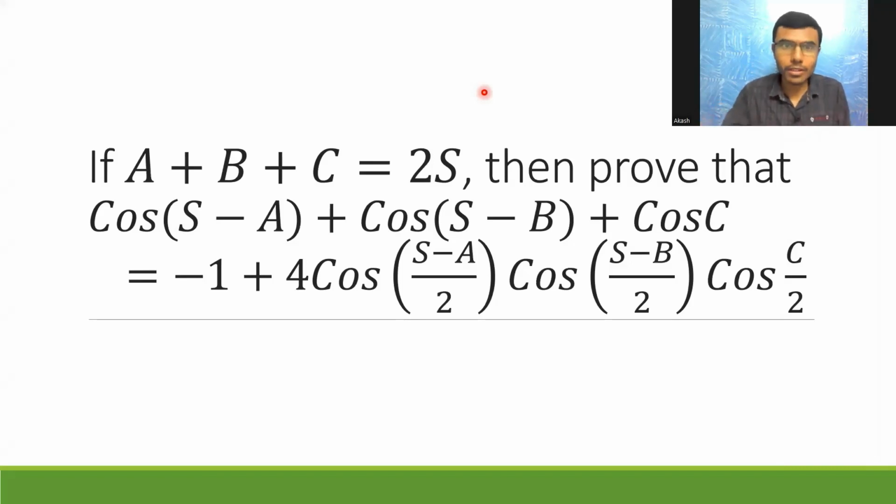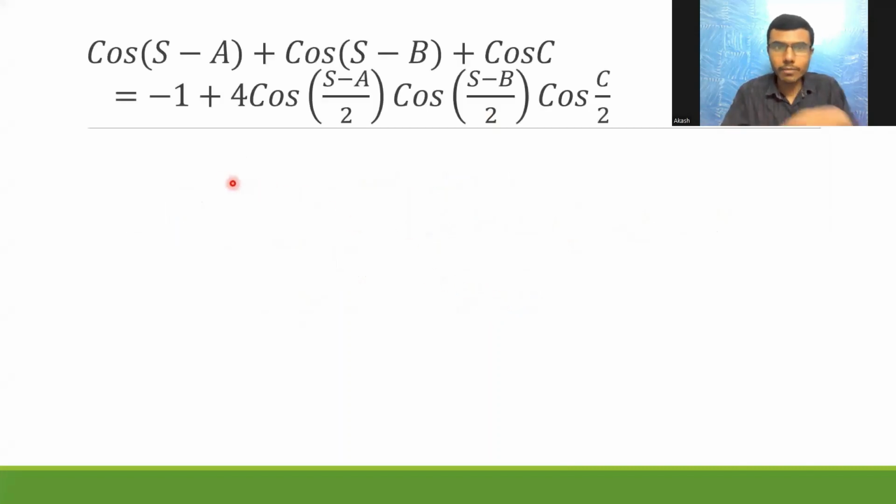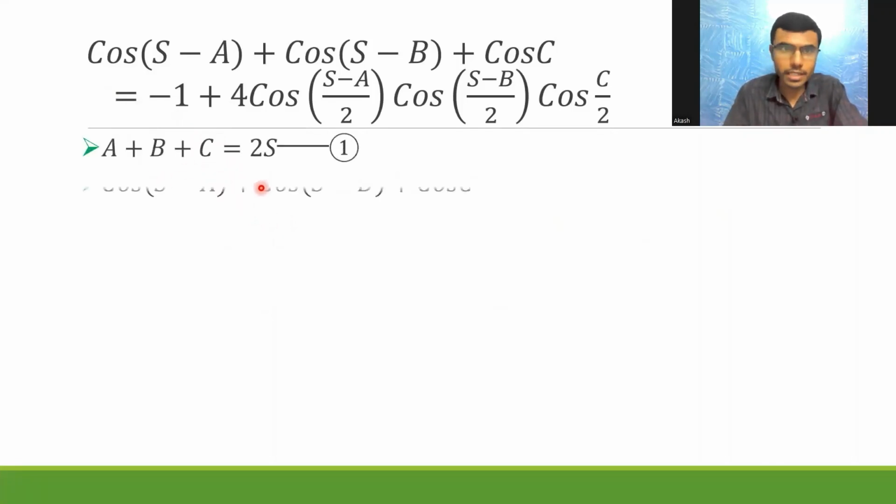Now let's see how to solve this question. Here we have a plus b plus c as 2s, and we need to show that cos of s minus a plus cos of s minus b plus cos c is what you're seeing on the RHS. Let's get started. I kept the question at the top of every slide so that you can refer to it at any point of time. This is a given condition.